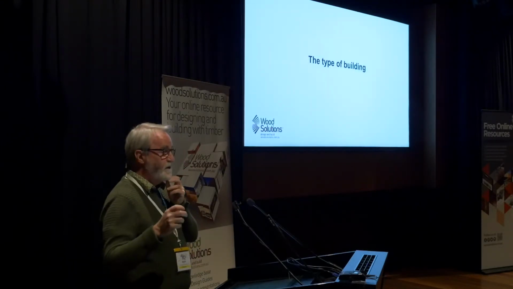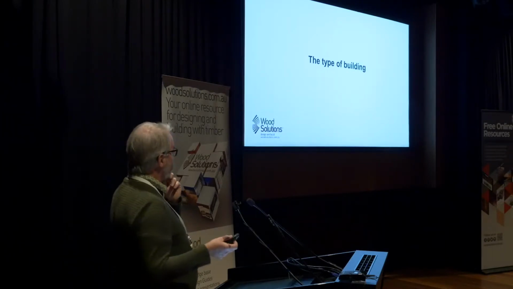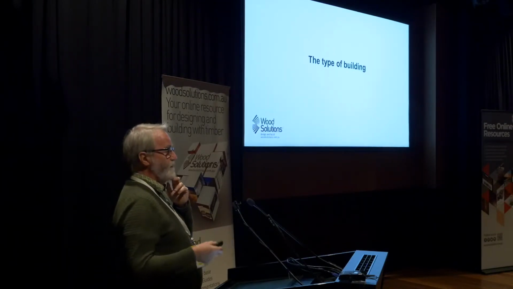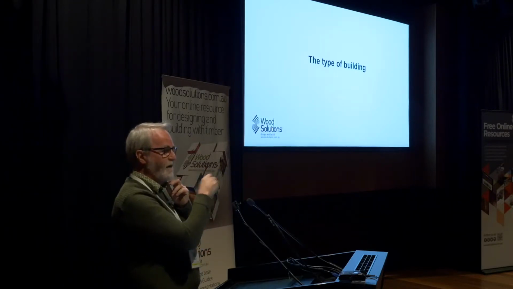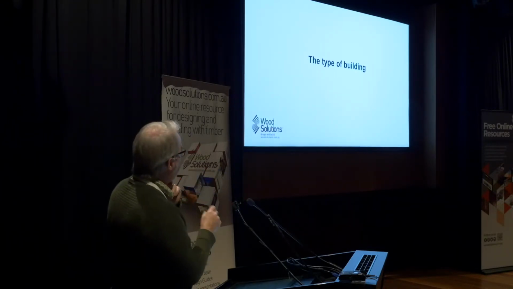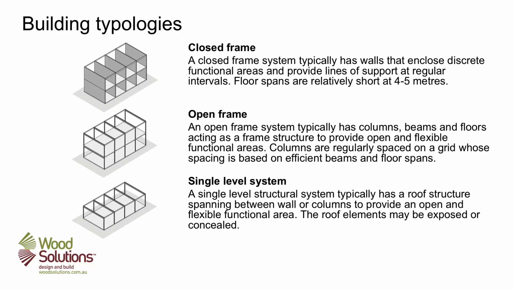So if we take each of those steps in sequence, most of you will have noticed that a lot of our sections actually align with each of those particular bits. If we look at the type of building, then looking at building typologies, we've probably got three main ones, and we might actually use these in combination. First, we'll have some sort of closed frame where we've got regular walls and relatively short spans. This might be very common in class 2, 3 and 4 type buildings, where we've got walls between apartments, between hotel units.